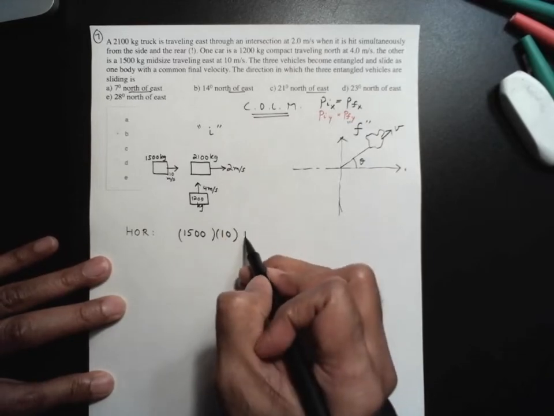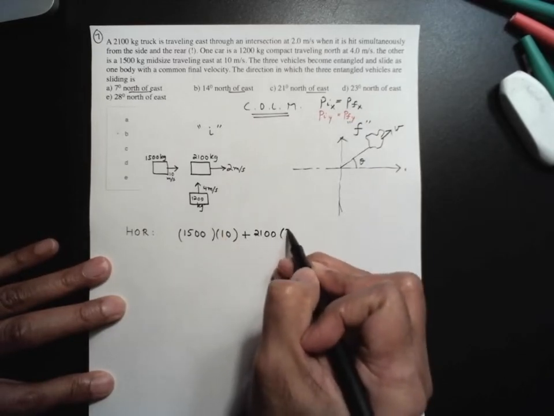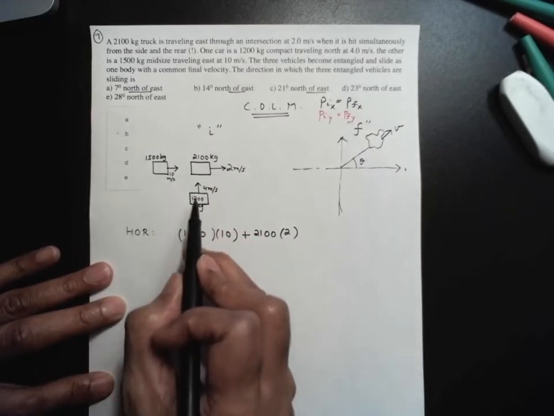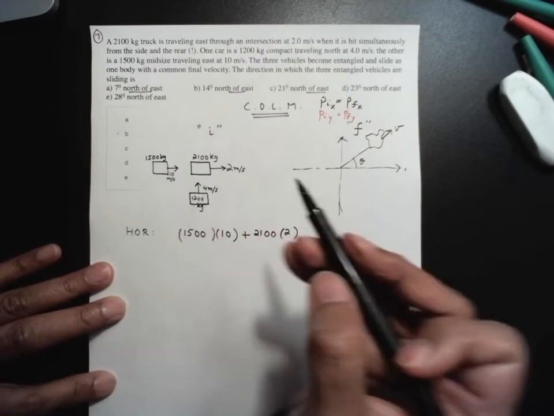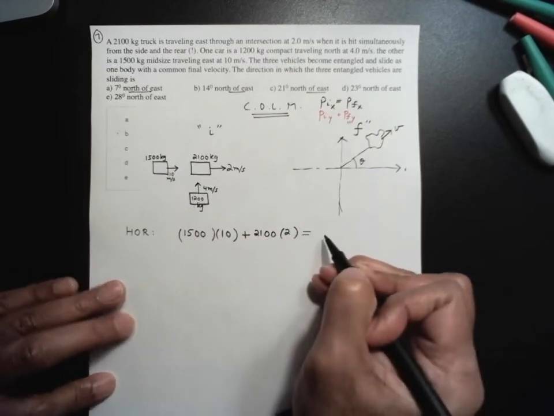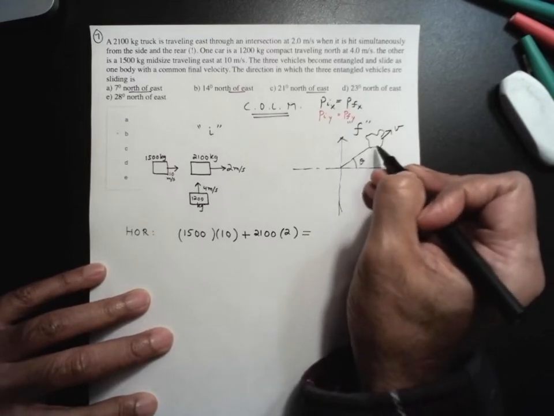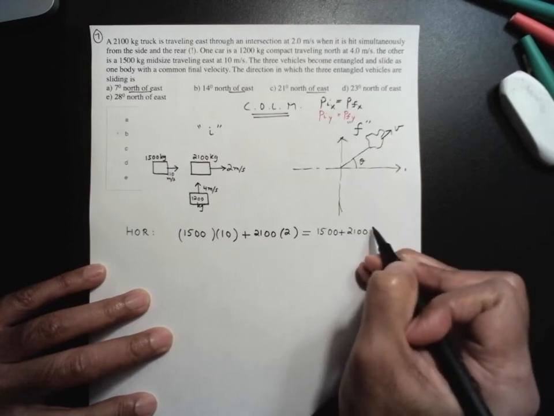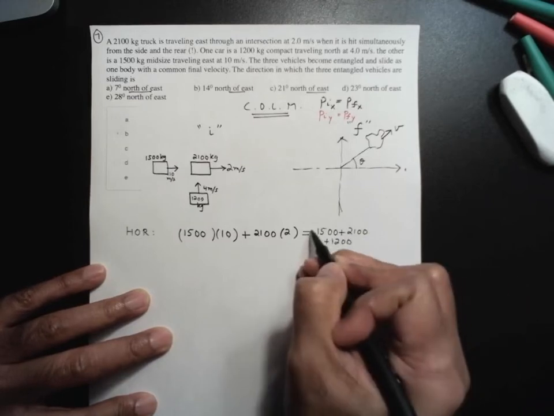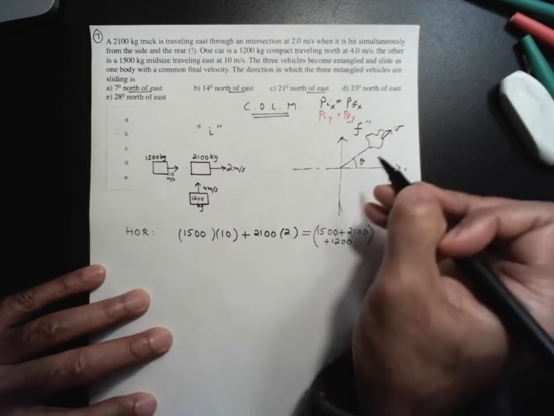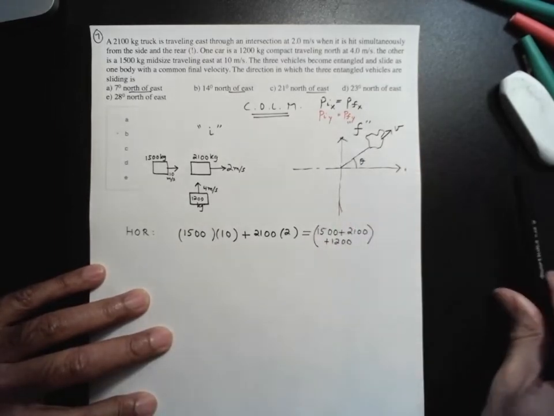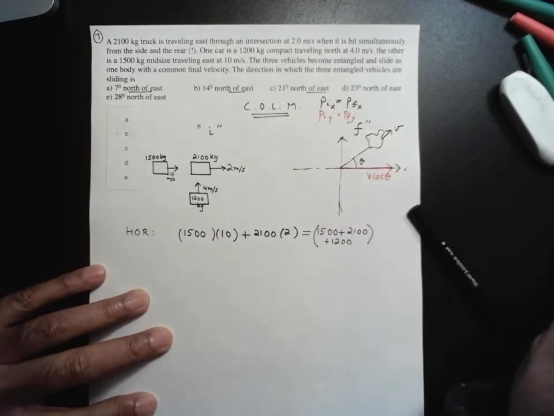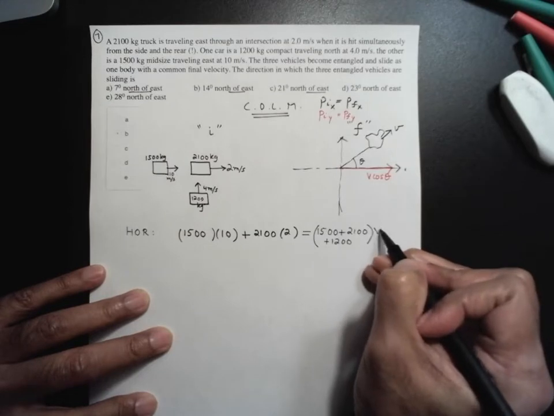And you also have the 2100 kg guy moving at 2 meters per second. So that's your initial. Now this guy is moving straight up north, he has no horizontal component, right? So there you go. And this is equal to the final. Now the final, of course, they're all bent out of shape, but the mass stays the same. And the velocity in the x direction, you can see, is v cosine theta, and they're all moving together with the same v cosine theta.